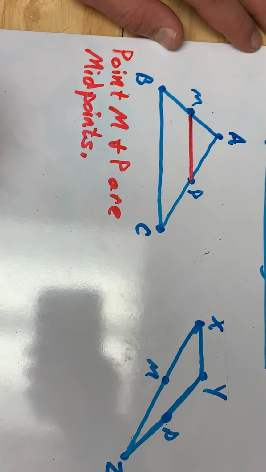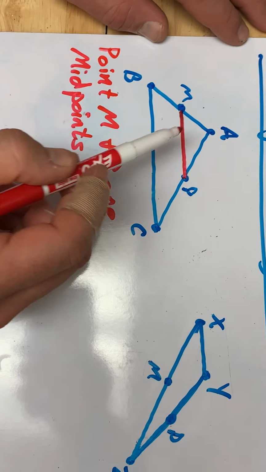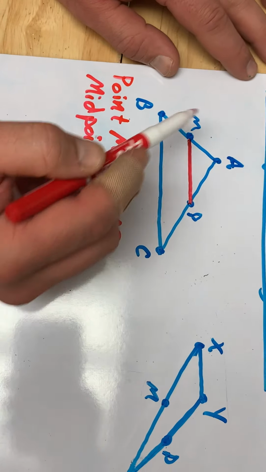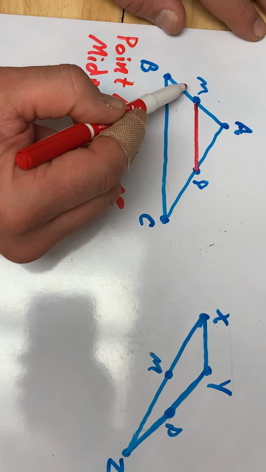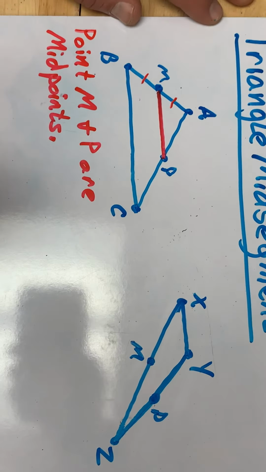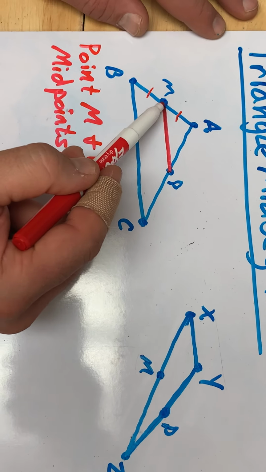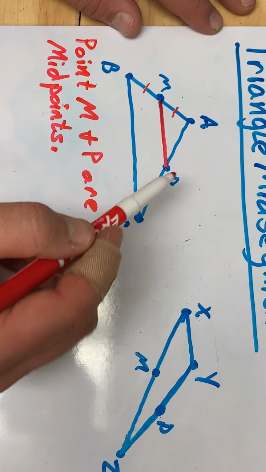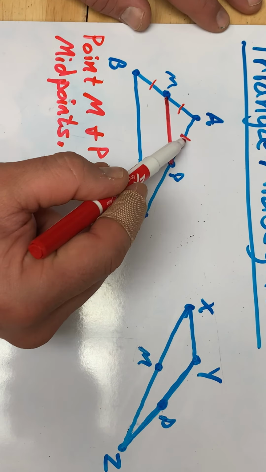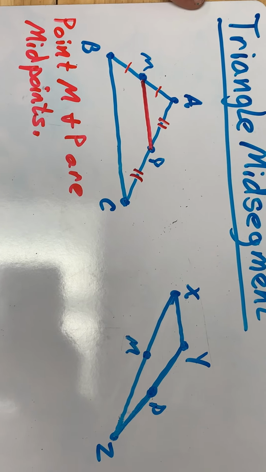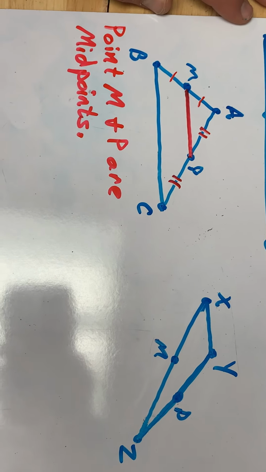Two big things. First of all, and this isn't part of being a midsegment, but since M and P are midpoints, that means on their own side, we can say that this is congruent to this because it's the middle of the line segment, right? So BM is congruent to MA because M is the center. It's a midpoint. Same thing over here. AP is congruent to PC, right? Due to the fact that P is the midpoint of that side.